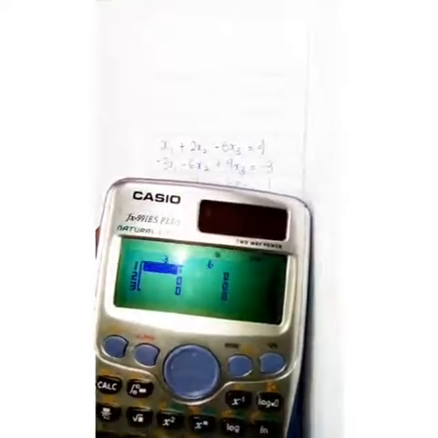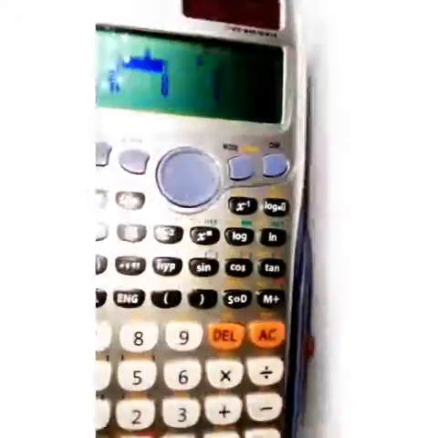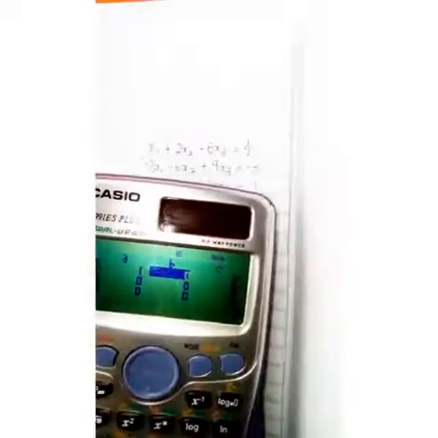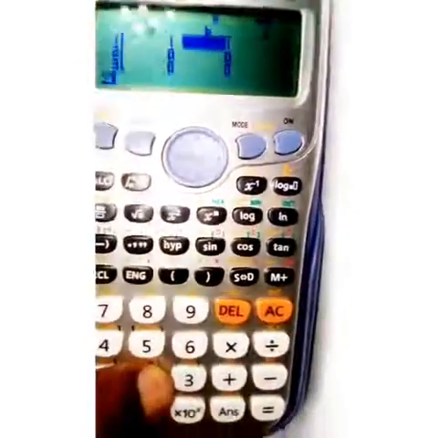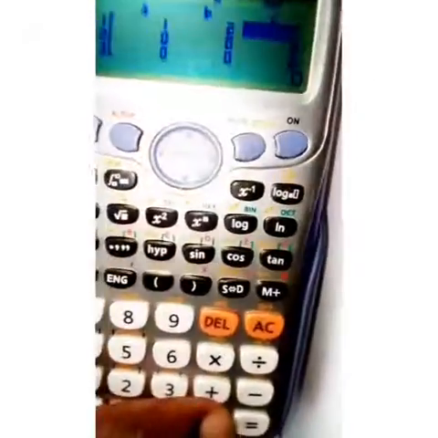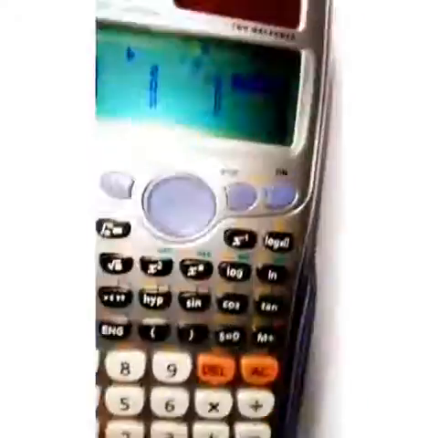So for the first row now, I have a to be 1, equal to, B to be 2, equal to, C to be minus 6, and my D to be 4.